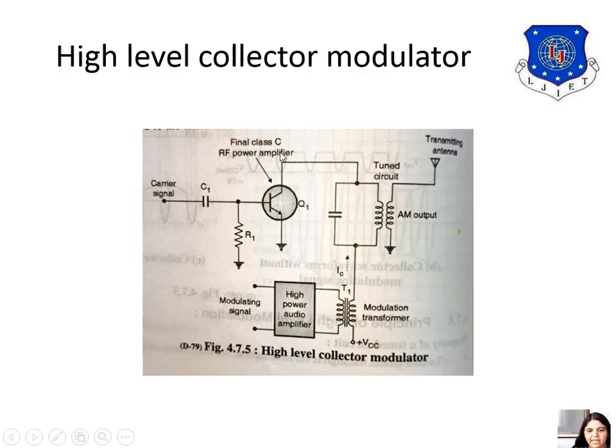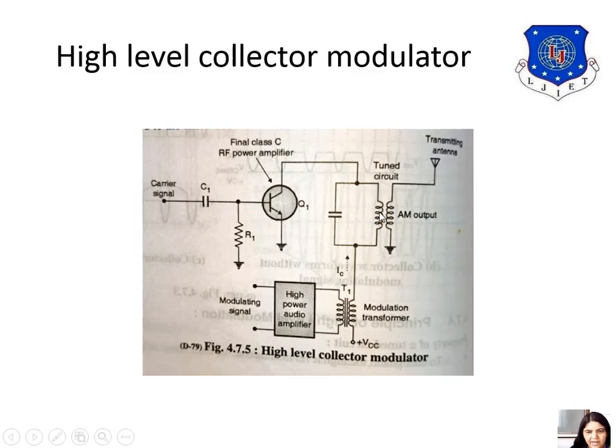Now the high level collector modulator circuit that you can see in the diagram. While you draw the transmitter block diagram, this will be the last block of the transmitter circuitry, and it is the high power RF amplifier, a high power class C amplifier. Here you can see in the diagram that it is the tuned circuit. The explanation we have seen.